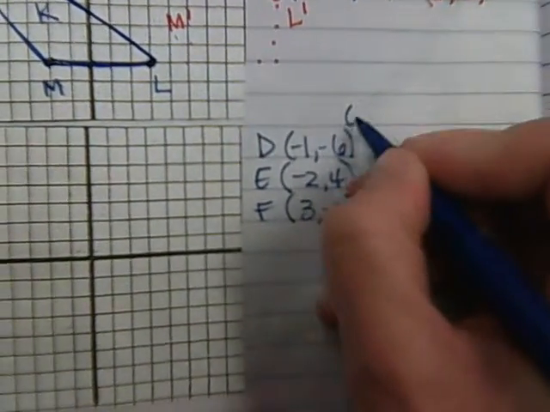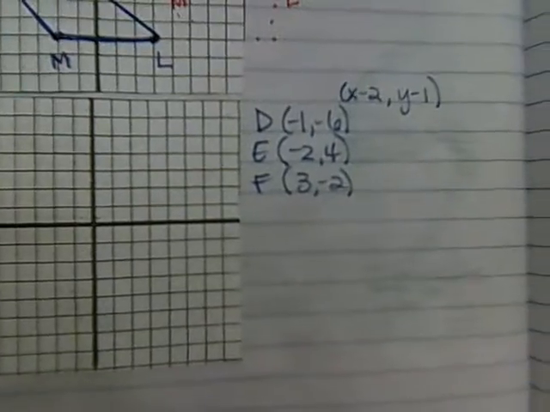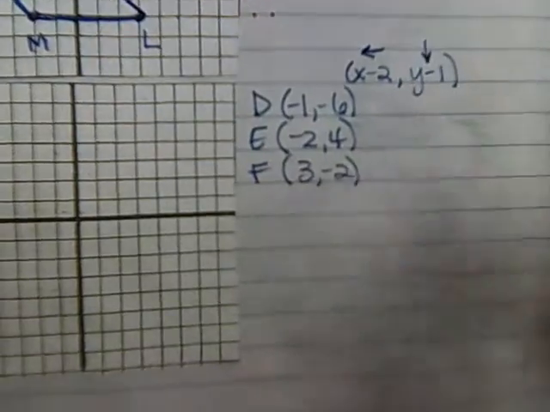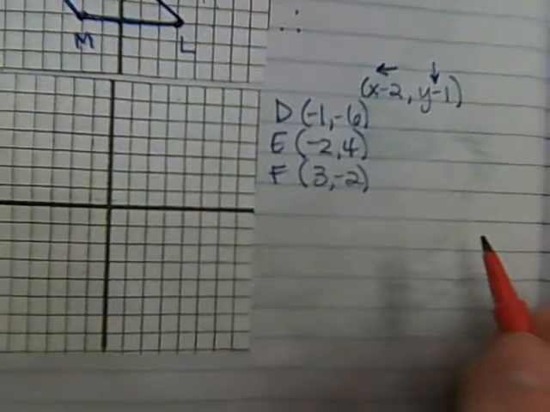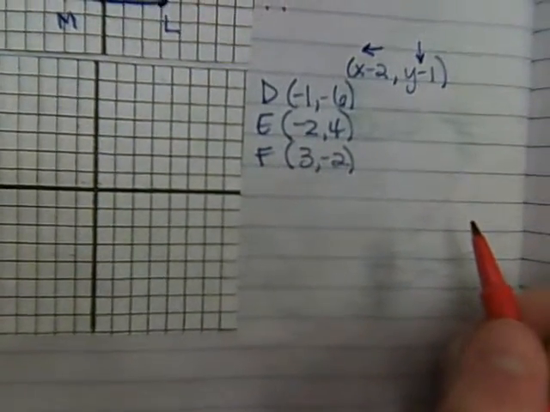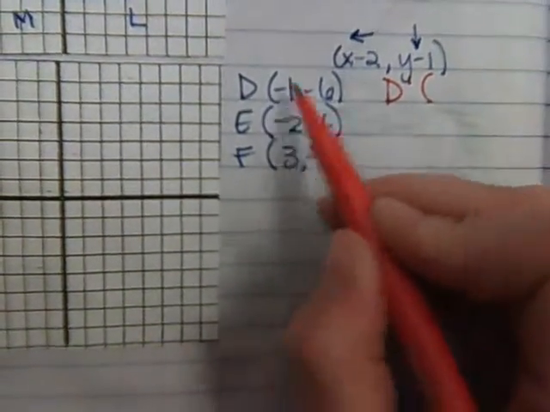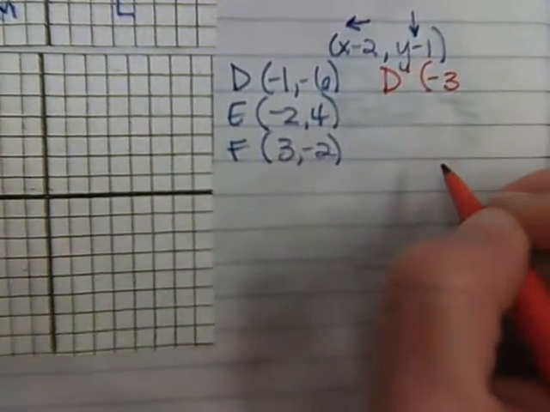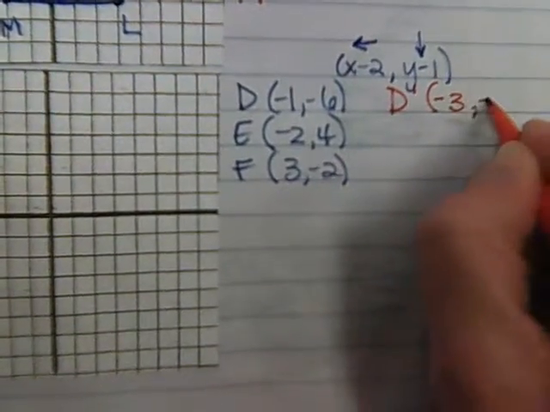My translation is supposed to be x minus 2, y minus 1. So remember what that means. That means I'm going to be going left 2 and down 1. All right, so let's start with D prime. X minus 2, so -1 minus 2 is -3. And y minus 1, so -6 minus 1 is -7.